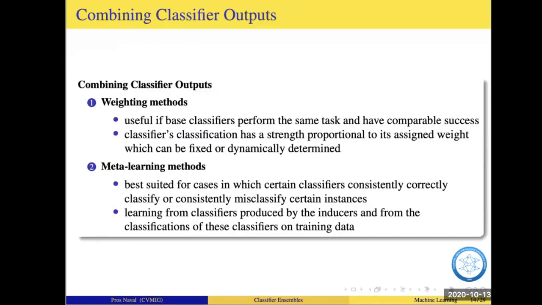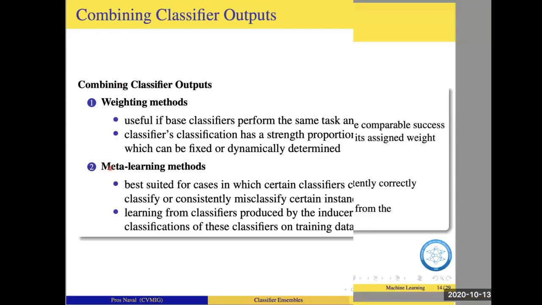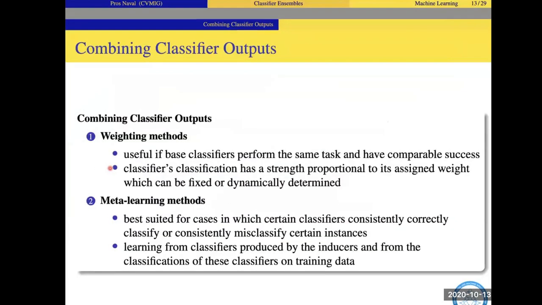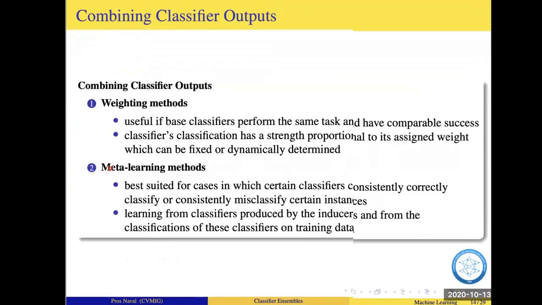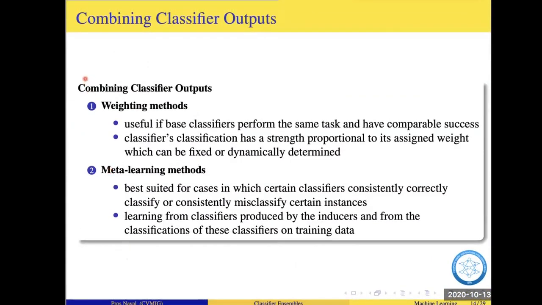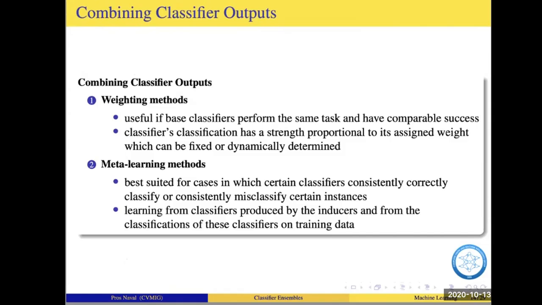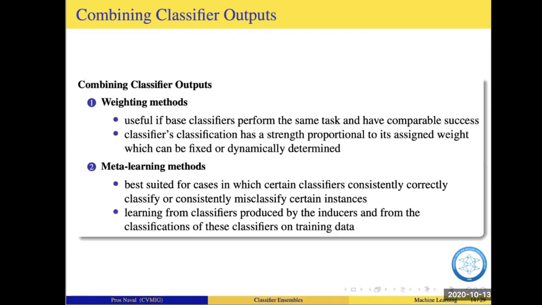Now, how do we combine classifier outputs? There are two main ways: weighing methods and meta-learning methods. We will focus on number one. The second one we'll just talk about in passing.